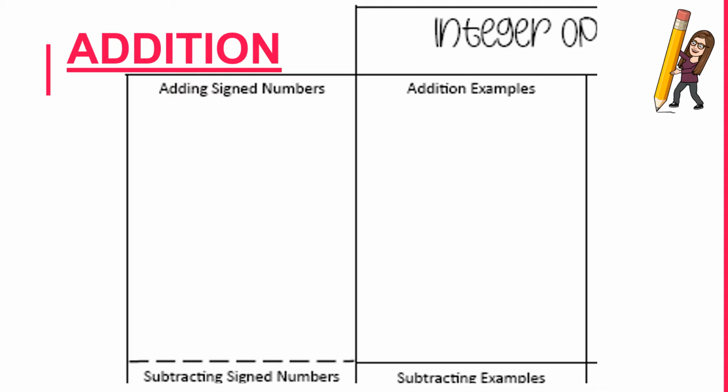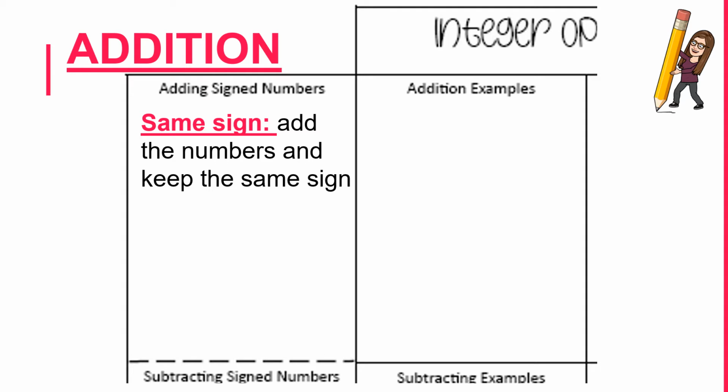So in the addition box, it says adding signed numbers and examples. In the top half of this box, when adding numbers with the same sign, you add the numbers and keep the sign. So a positive plus a positive is a positive, a negative plus a negative is a negative.